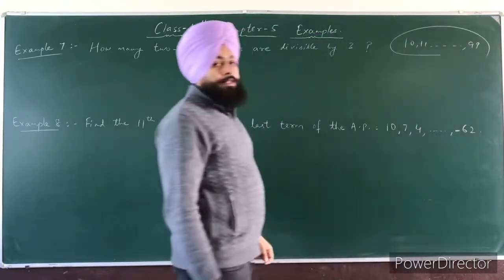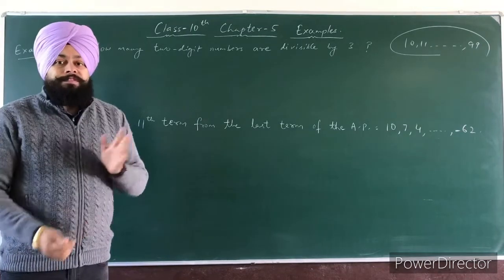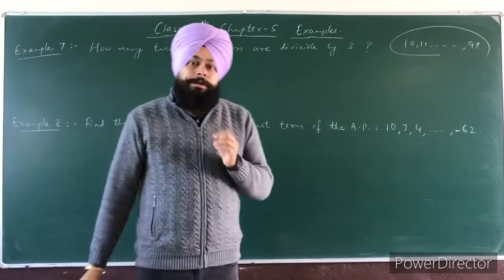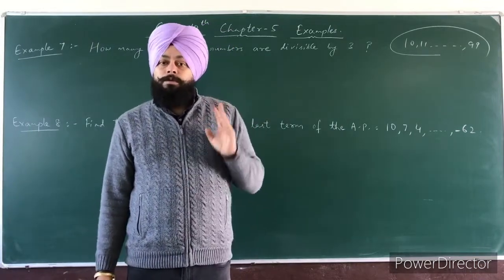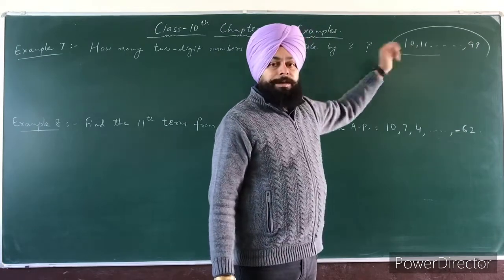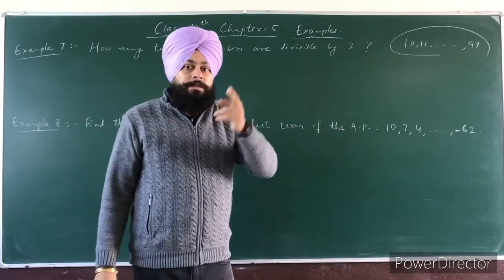So these are the two-digit numbers. But we have to find only those numbers which are divisible by 3. ठीक है? मतलब हमने सिर्फ वही नंबर फाइंड करने हैं जो सिर्फ 3 से divisible होंगे. So starting from 10, check here: is 10 divisible by 3? No, 10 is not divisible by 3. So take the next number.